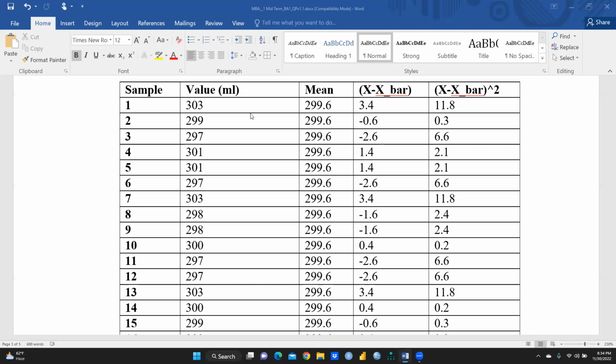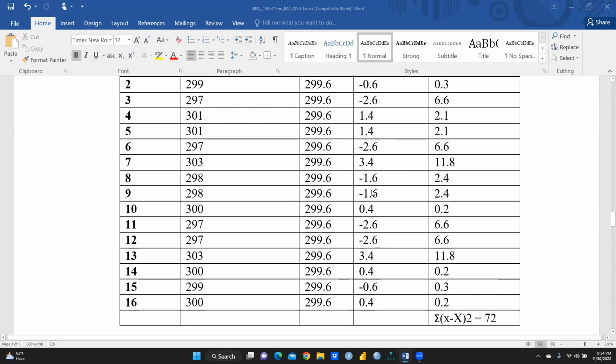Now x minus x bar means the distance from the mean value. So now 303 minus 299.6, what is the outcome? 3.4. 299 minus 299.6, that is minus 0.6. 297 minus 299.6 is minus 2.6. 301 minus 299.6 is 1.4, and so on. We are going to calculate x minus x bar, the distance of each value from the mean.